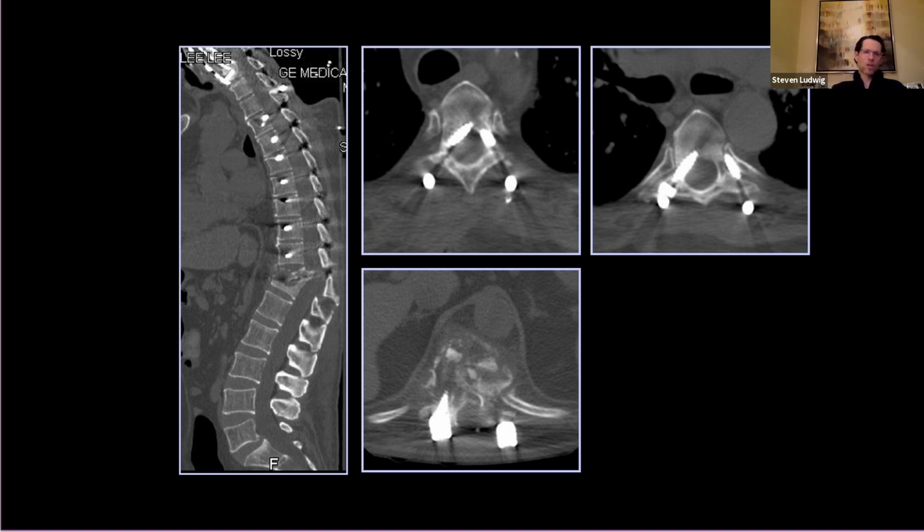Any other thoughts? So how are you approaching this? Are you going to go in the back and take his hardware out, then go in the front, and then go in the back again? Or what are your thoughts? What are your goals here for him?